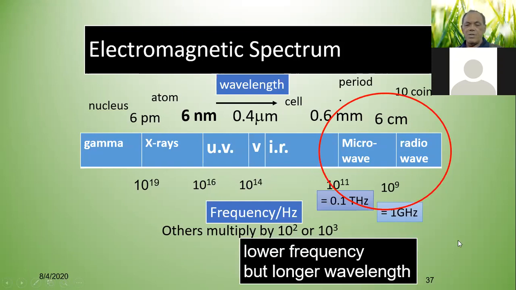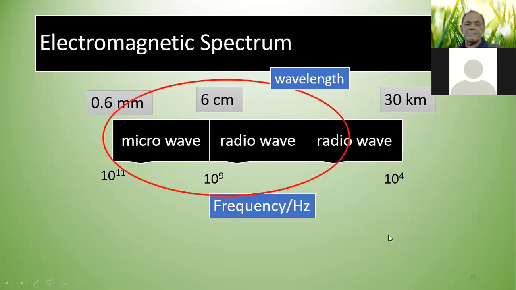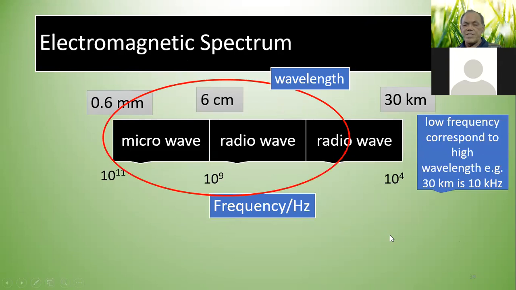Remember, lower frequency means longer wavelength. So you can see that microwave is 0.6 millimeter, and that is in terms of wavelength. So low frequency corresponds to high wavelength. This is just to give you a rough idea. If you have 30 kilometers, then the frequency is 10 kilohertz for electromagnetic waves.